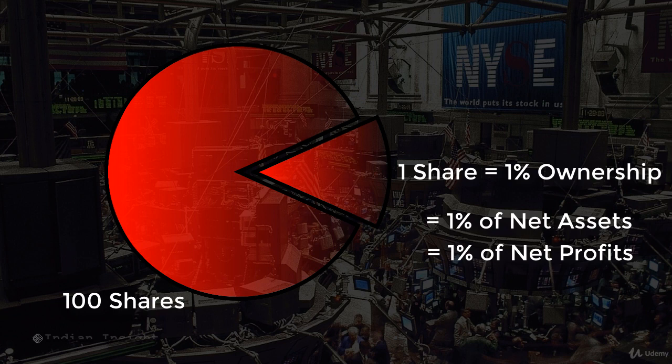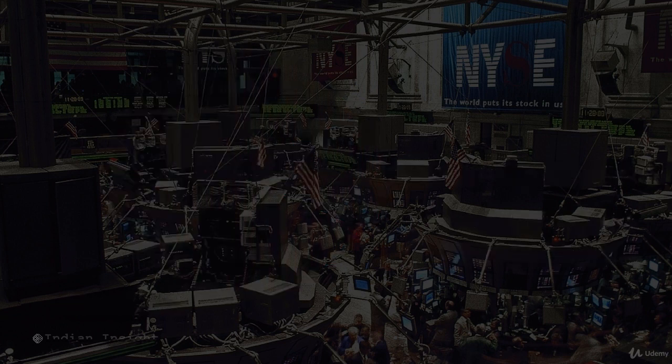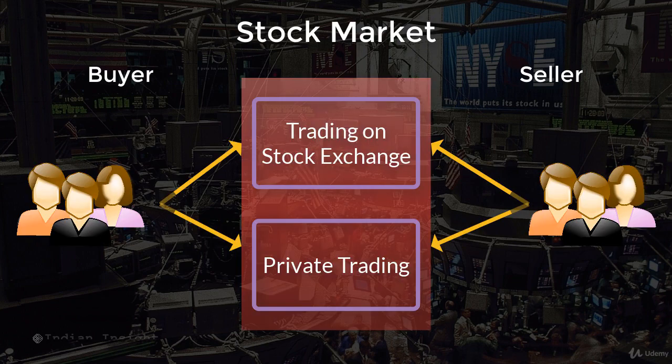Now that we have defined what is a stock, let's define what is a stock market. A stock market is a marketplace for stocks where willing buyers and sellers of stock come together to trade with each other. This trading may happen either on a stock exchange, where the exchange manages the risk of trading, or the trading may happen privately between two willing parties.